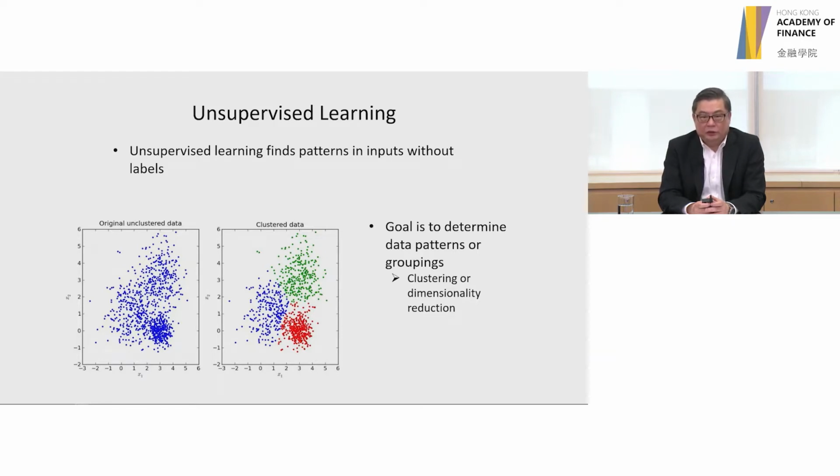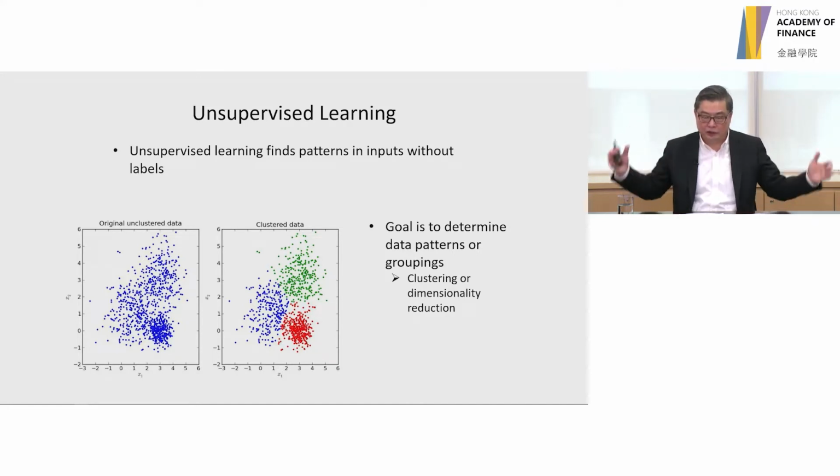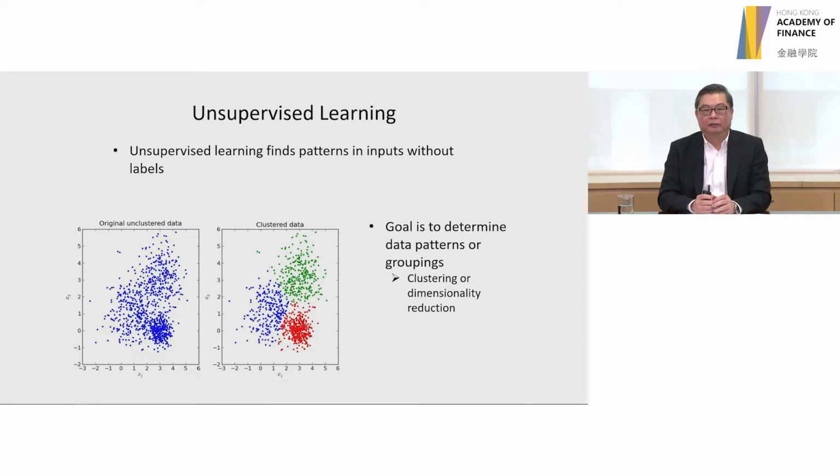Unsupervised learning has also been used to do dimensional reduction. So this is a very important task. If you have a lot of data, and each data point is described by many, many different dimensions, it is very difficult to handle. So if you can reduce the dimension from a large number to a small number, it really helps in terms of the performance of the algorithm.